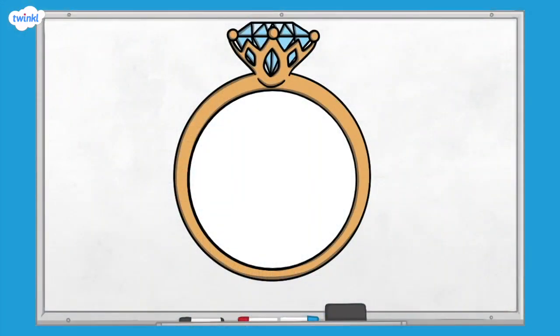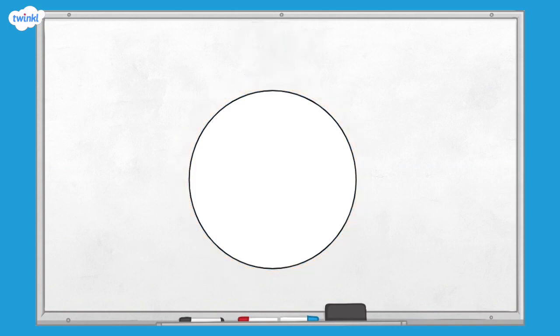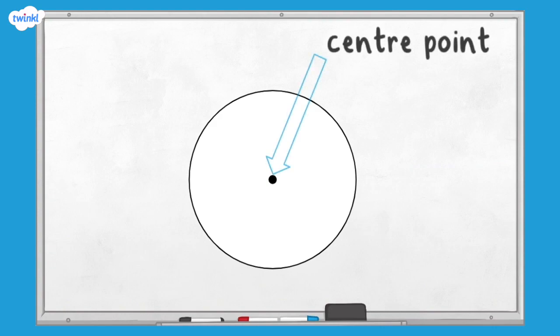Now let's think back to the ring that we were talking about at the start. If we were making this ring to fit a person's finger, there are some other important measurements that we may need to find. Before we can make any of those measurements, we would need to be able to find something called the centre point of the ring. We can mark the centre point of any circle with a point in the middle of the circle.